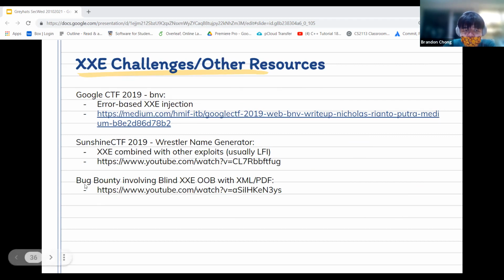And then lastly, there's a bug bounty online which I found out. It talks about using a blind out of band XXE within a PDF document to issue DNS and HTTP requests. So if you're interested, you can look more into this.